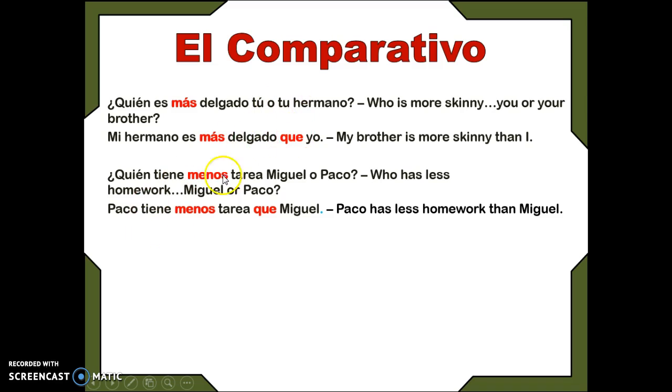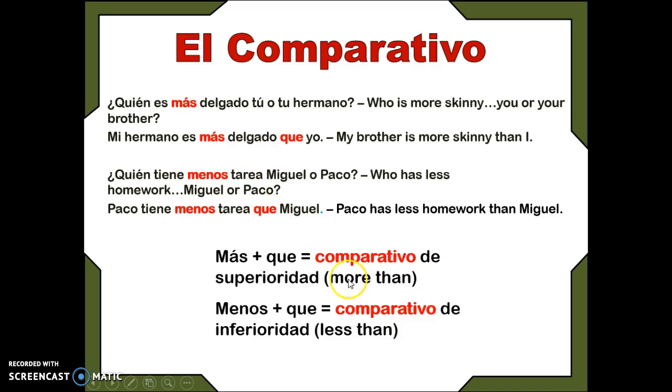Let's look at this one. If I asked you this, ¿Quién tiene menos tarea, Miguel o Paco? Who has less homework, Miguel or Paco? You would respond, Paco tiene menos tarea que Miguel. Paco has less homework than Miguel. Again, easy peasy, form a sandwich. Más or menos plus adjective or adverb plus que.